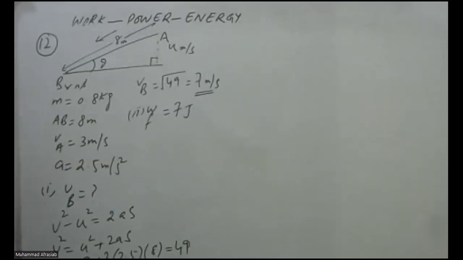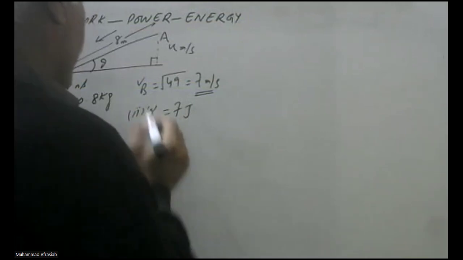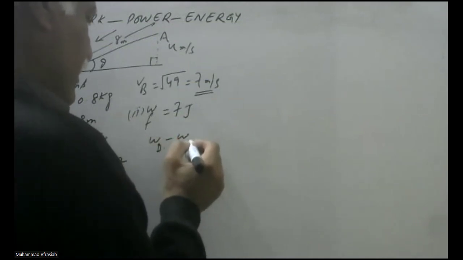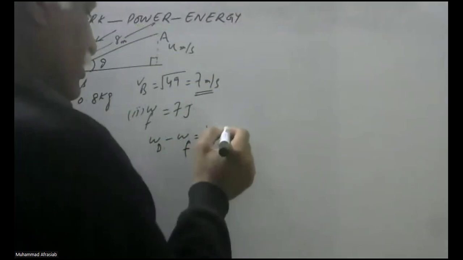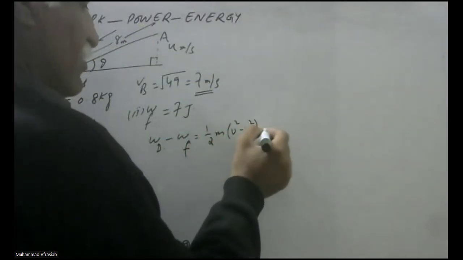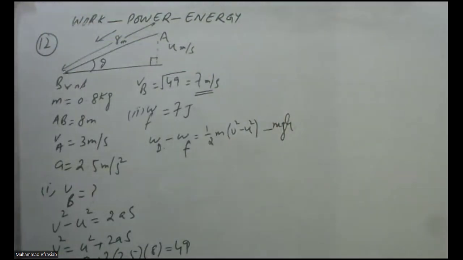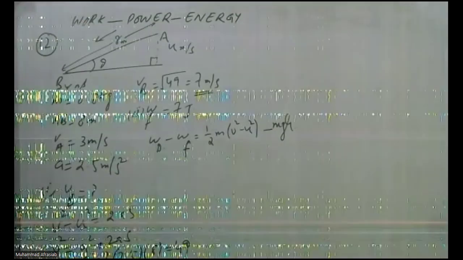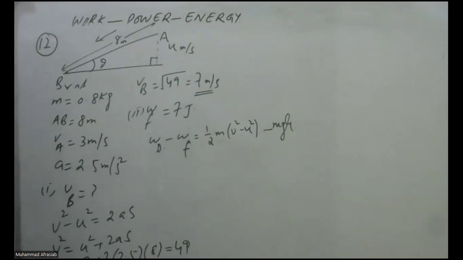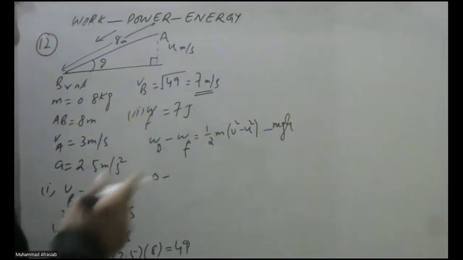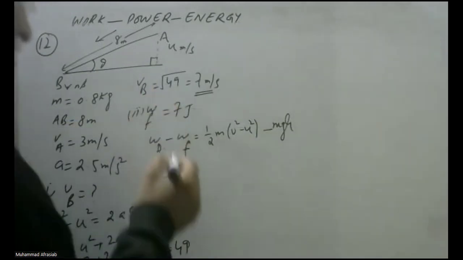Now we know one thing, because it is moving downward, work done by the driving force minus work done by the frictional force is equal to the change in kinetic energy of the system minus mgh, the total height lost. Since there is no driving force and no extra force acting on the particle, the driving force work will become 0, minus the frictional force work, which is 7.